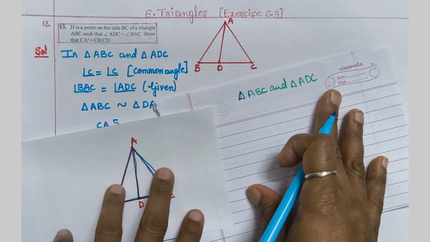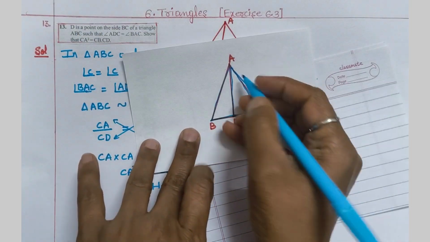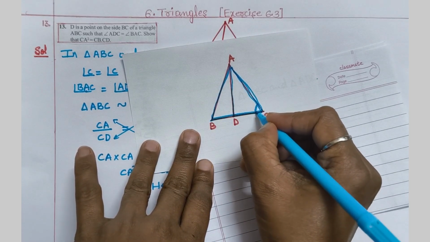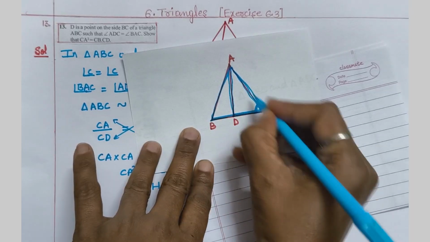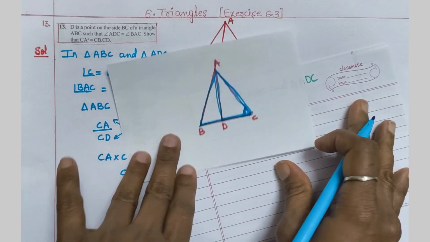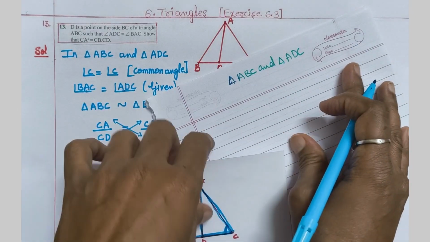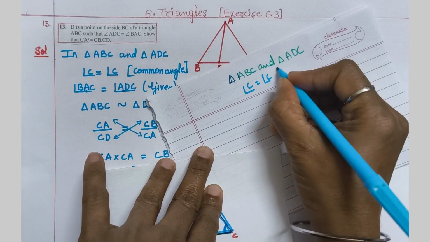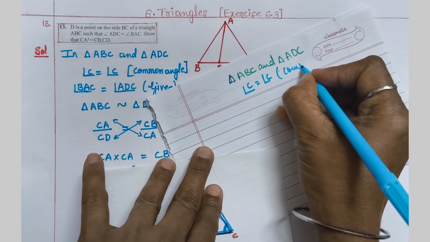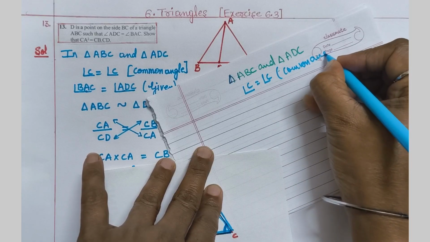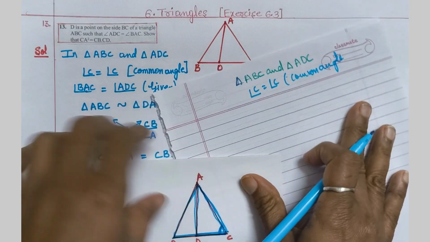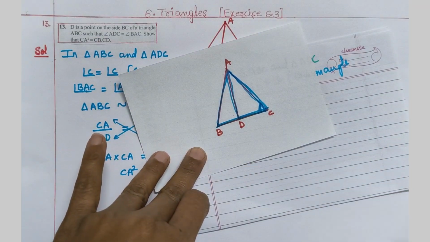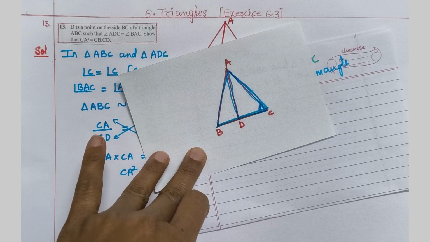See here. Taking triangle ABC, see beta, here C is there. Next, taking ADC, also here C is there. So C is the common angle. So you write this point: angle C is equal to angle C. What is the reason? Common angle. You can write common angle. Next, if one more angle is proved equal, by the angle criteria these 2 triangles can be proved similar.